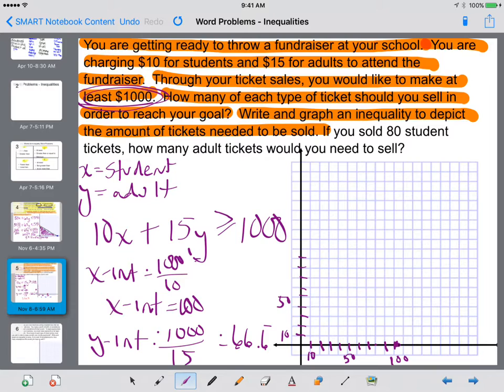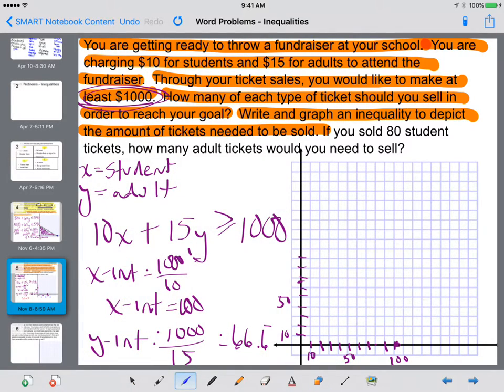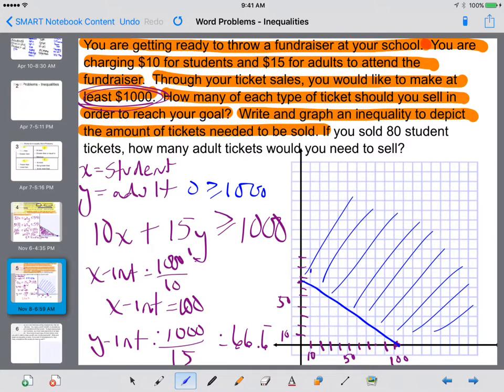So if here was 60, that means 66.6 is going to be somewhere in the middle there. And now we can connect them to make our line. Figure out which way to shade. We got 0 ≥ 1,000. That's false. So we'd have to shade above. Pause it if you need any of this information. I'm going to erase it.